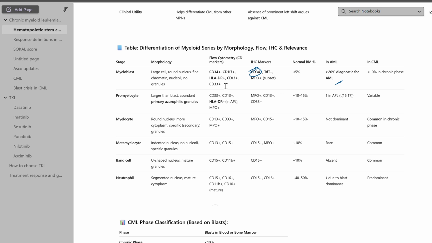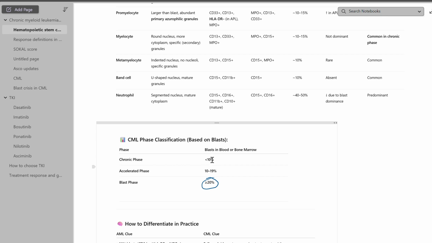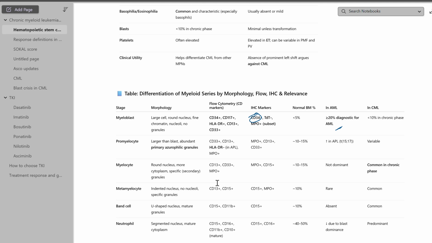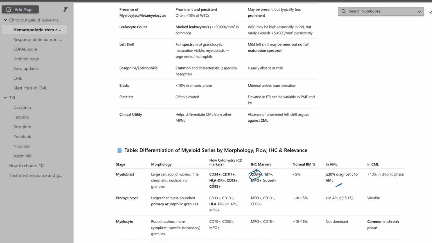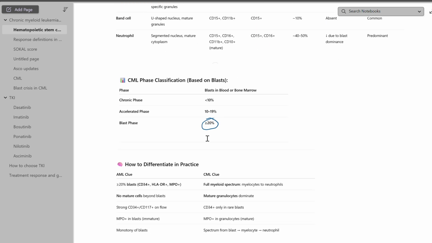CD33 will be positive in early primitive stages and CD117 in very early stages. And the band forms and neutrophils are positive in CML. Most of these are MPO positive, with less than 10% blasts in CML, and greater than 20% blasts. With Philadelphia chromosome positive, it is CML in blast crisis. Without Philadelphia chromosome positive, it is AML with its own cytogenetic abnormalities.